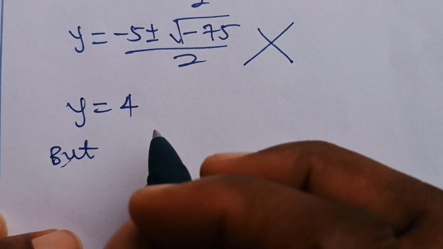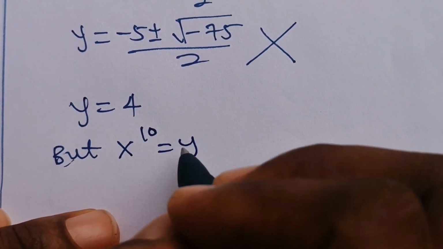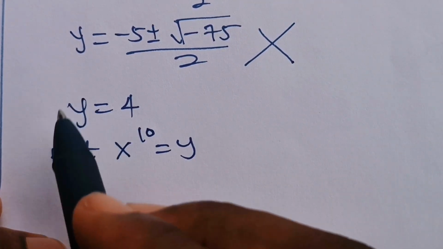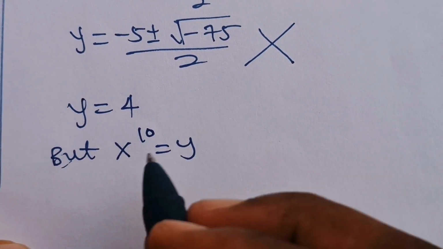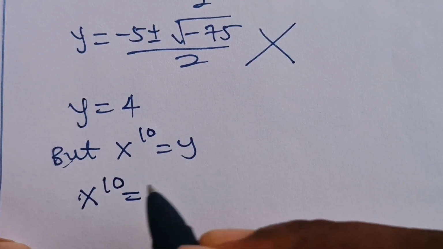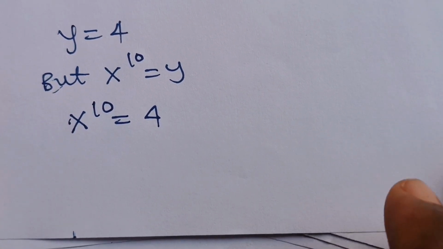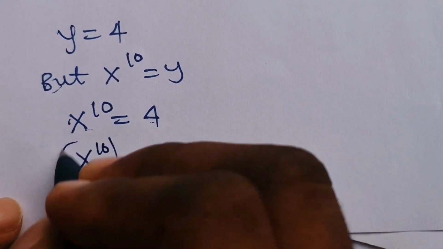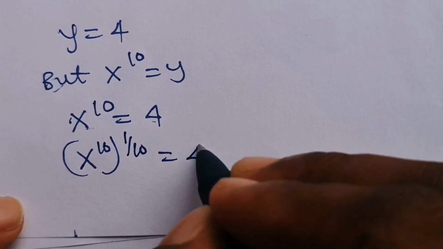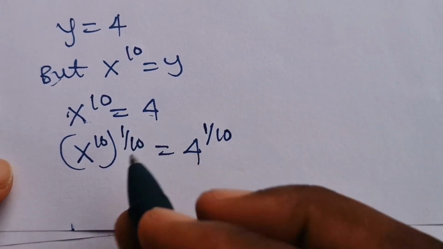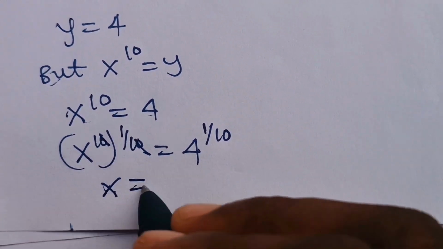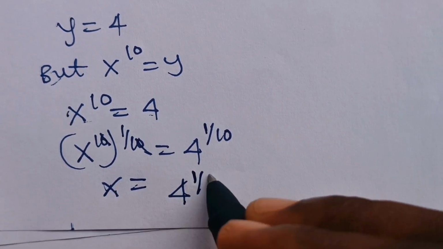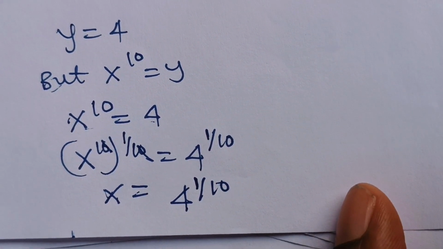So y is equal to 4, but recall where we said let x to the power of 10 be equal to y. So that is what I'm going to write, that x to the power of 10 is equal to y. So that means that we can replace y with x to the power of 10. Okay, so we can write that x to the power of 10 is equal to 4. Now, to get the value of x, we need to raise each side of this equation to the power of 1 over 10, and that is what we did here. 4 to the power of 1 over 10. And when this cancels this, we have x is equal to 4 to the power of 1 over 10.